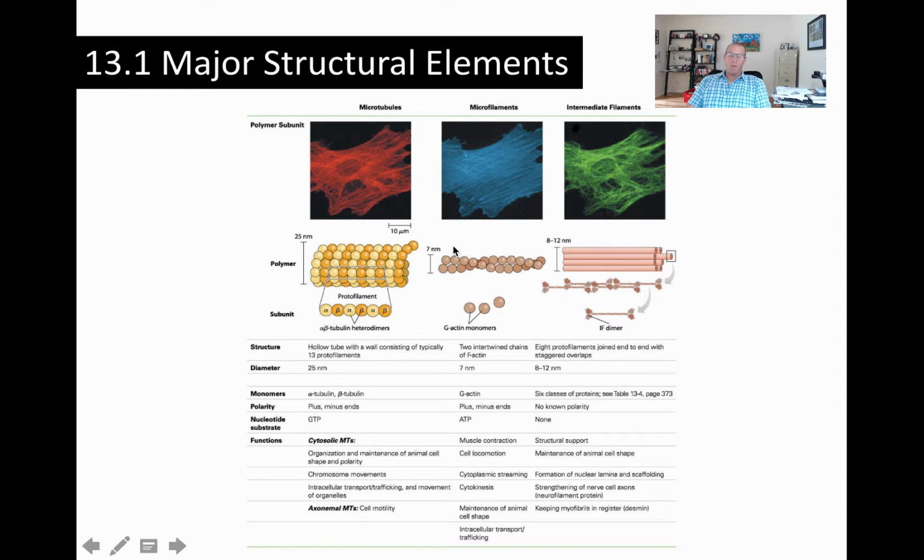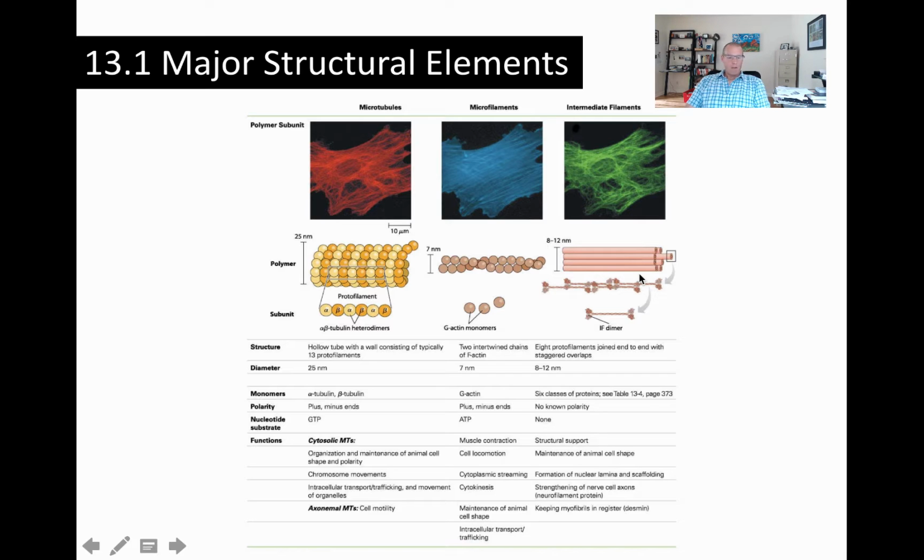Actin filaments are formed from the soluble G-actin protein, and those monomers polymerize, those proteins stick together and form these twisted fibers. And the intermediate filaments are more complicated in structure than either microtubules or microfilaments. They are formed from a twisted dimer of two independent intermediate filament proteins, and they then associate into groups of four, like you see here, and then those associate to make up the intermediate filament.